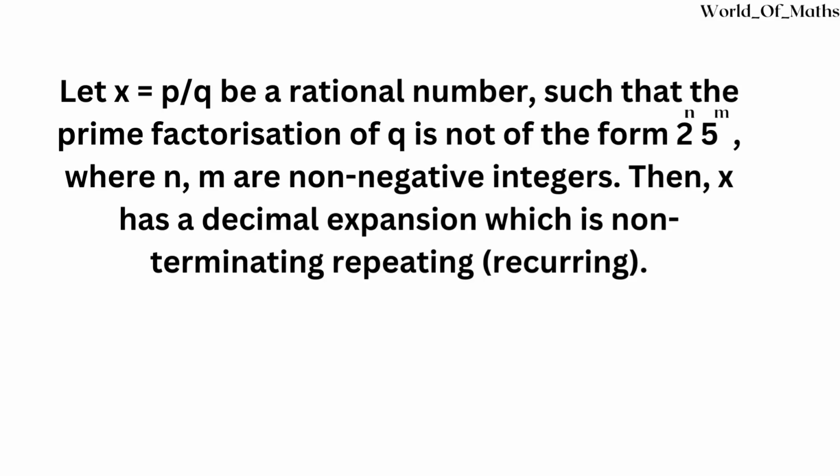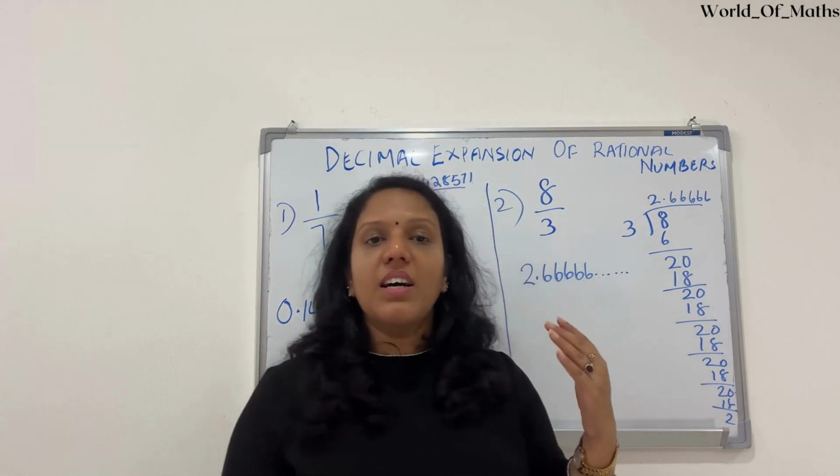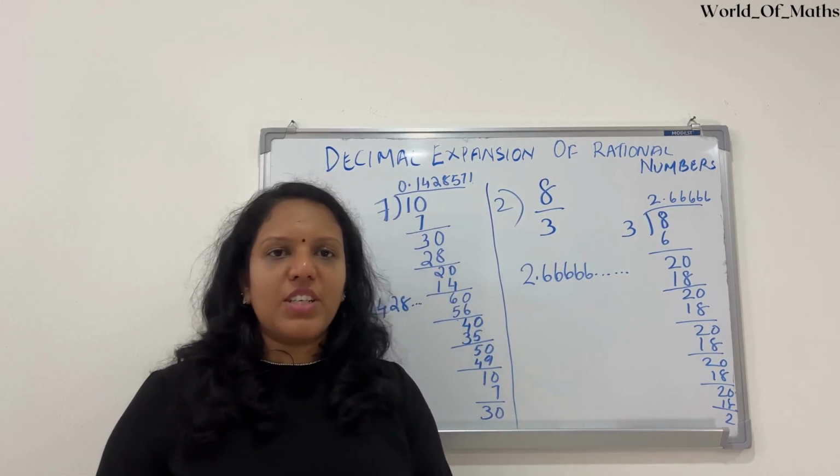The second theorem on the decimal expansion of rational numbers is: let x equal to p by q be a rational number such that the prime factorization of q is not of the form 2 to the power of n multiplied by 5 to the power of m, where n and m are non-negative integers. Then x has a decimal expansion which is non-terminating, repeating or recurring. I hope you are clear with the decimal expansion of rational numbers.